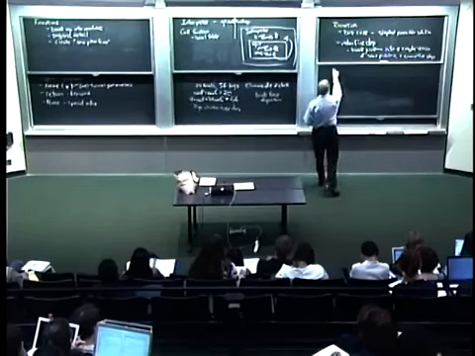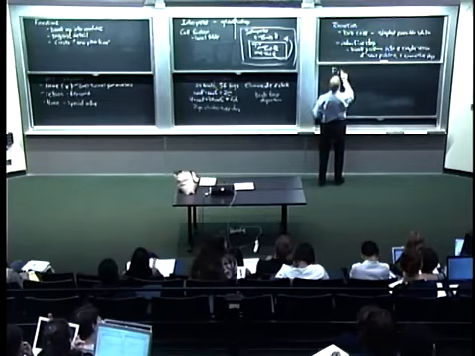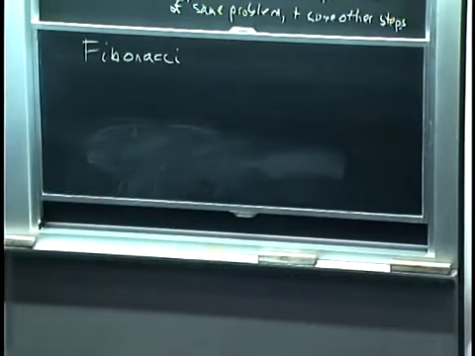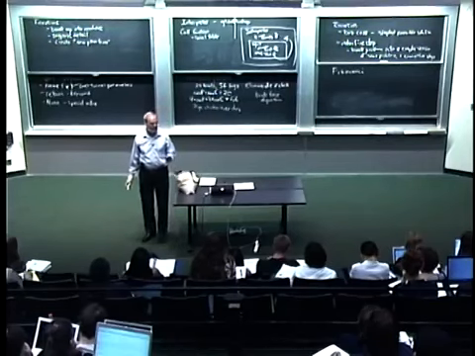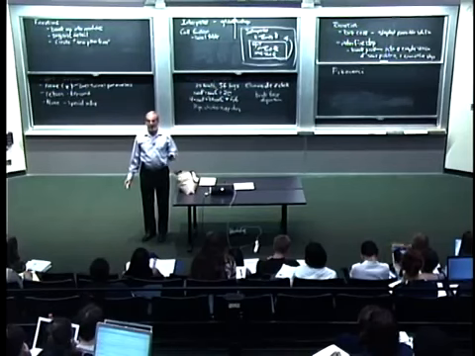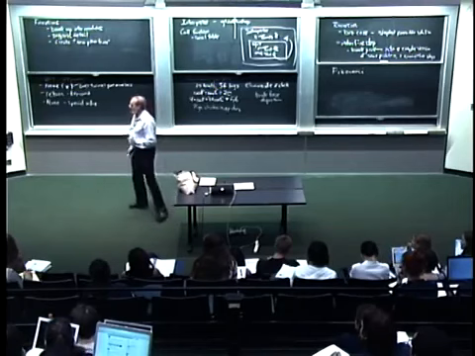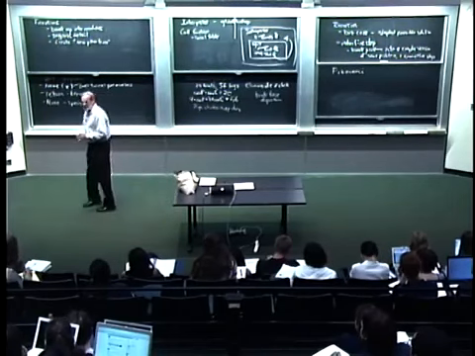Anybody know the history of what Fibonacci was trying to do? Fibonacci, which actually is son of Bonacci, which is the name of his father, who was apparently a very friendly guy. First of all, anybody know what a Fibonacci number is? Wow. Okay. Right, we're going to do that in a second.